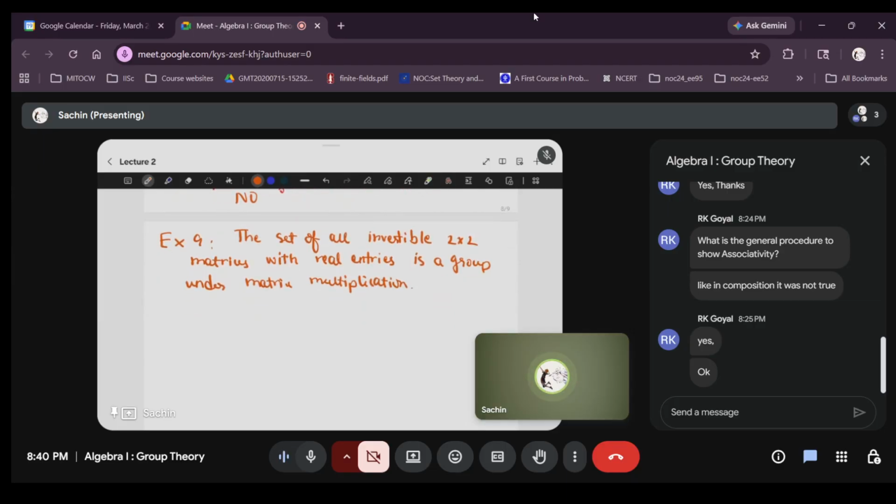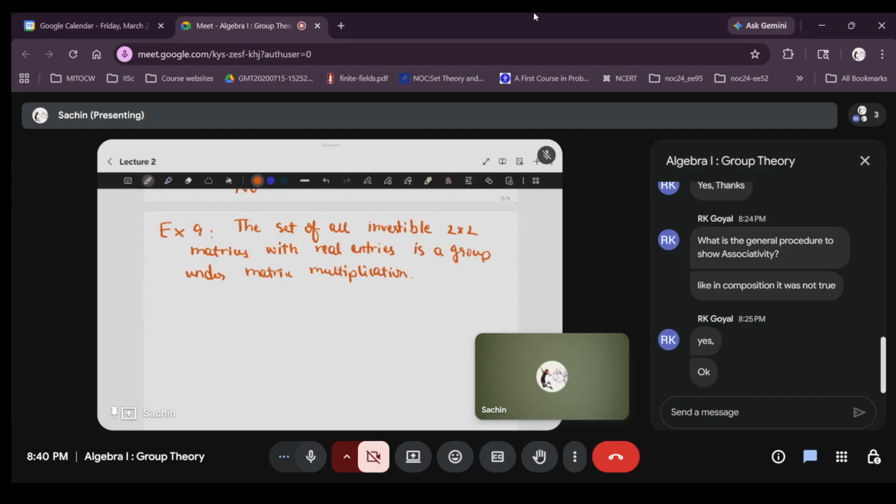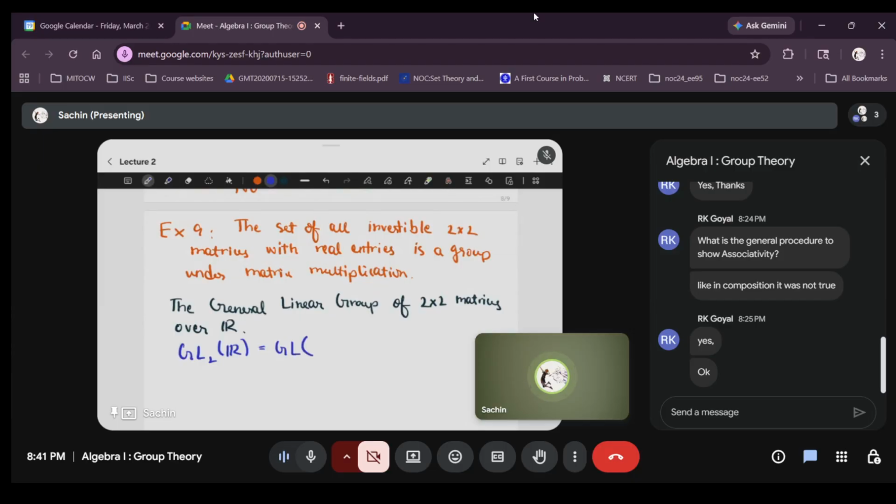So this group is called the general linear group of 2 by 2 matrices over R, and it is denoted by GL2 of R. That is one notation. Another notation is GL of 2 comma R.